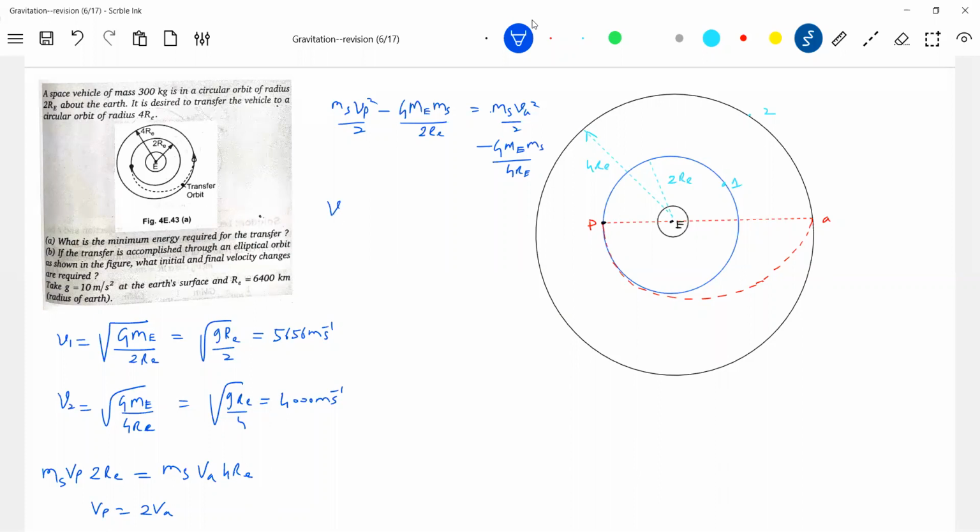So this will become VP square by 2 is equal to VA square by 2, minus GRE by 2, equals minus GRE by 4. So we can write it as GRE. So will I agree to this? Some adjustment I made. This 2 should not be there.